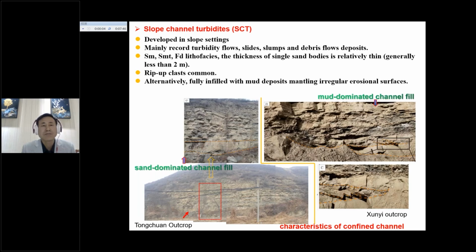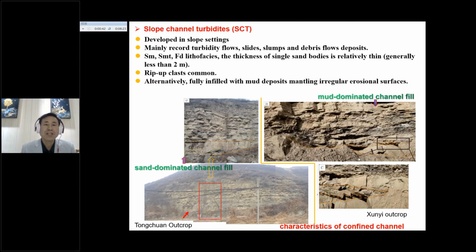Slope channel turbidites are mainly developed in slope settings, and mainly record turbidity flow, slides, slumps, and debris flow deposits. The single sand body is relatively thin, less than 2 meters. We can identify this sand-dominated channel fill, characterized by a concave base and flat and sharp top composed of sandstone, and alternately, this mud-dominated channel fill fully filled with mud deposits.